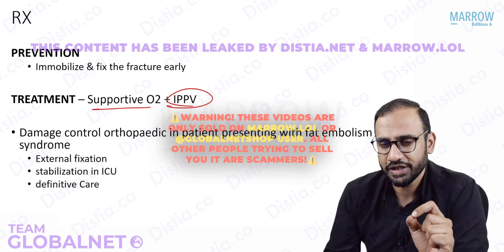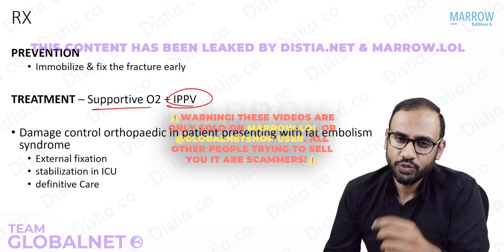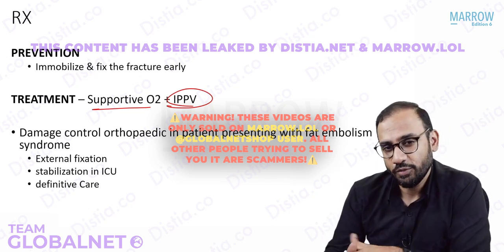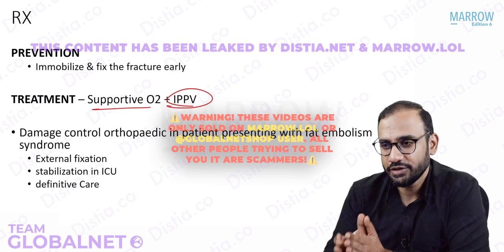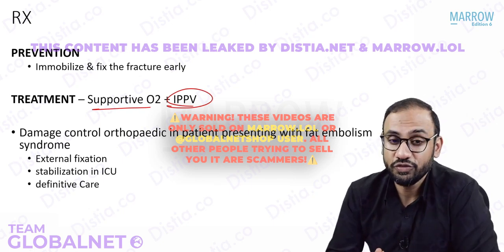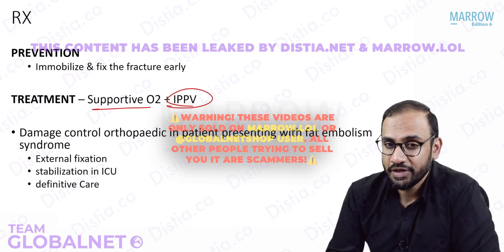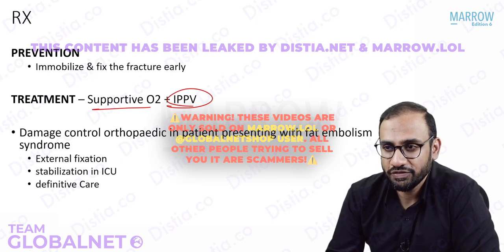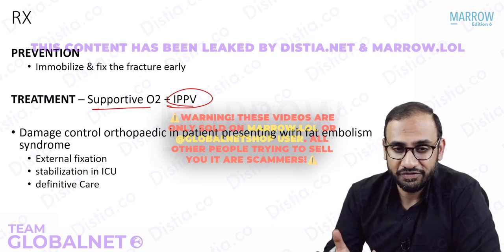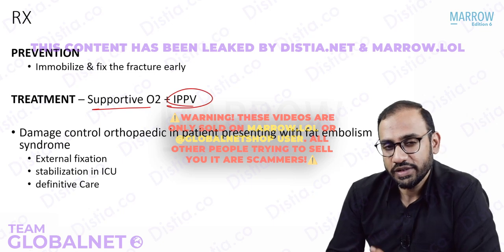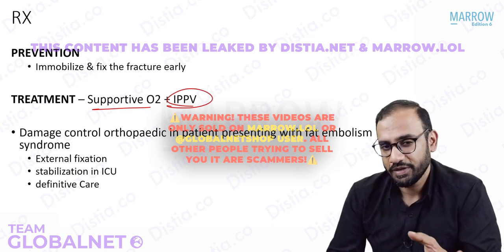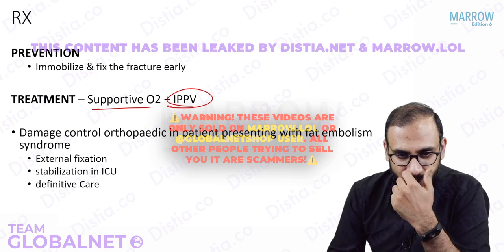Another thing I want to mention here is that if a patient presents to you with a femur fracture with fat embolism syndrome, it is ideal that you should not intervene then to fix the fracture definitively, because he's in a state of physical and physiological stress. That is where the damage control orthopedics aspect came into existence, right? I talked about that in our basics.